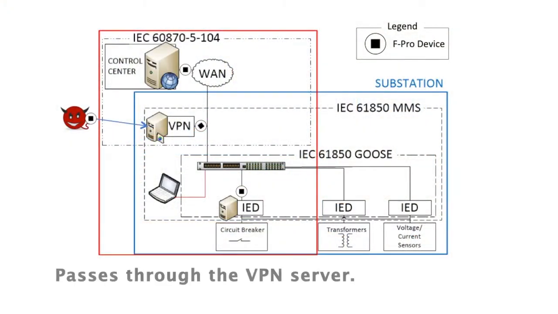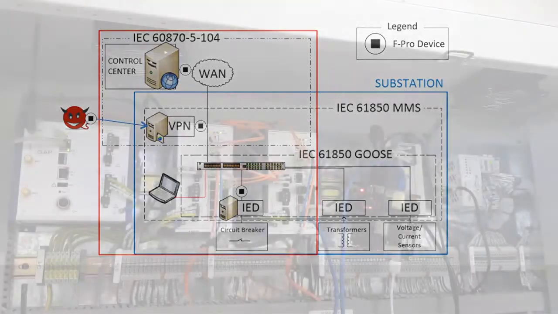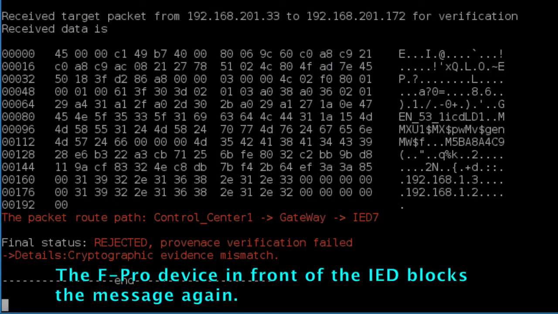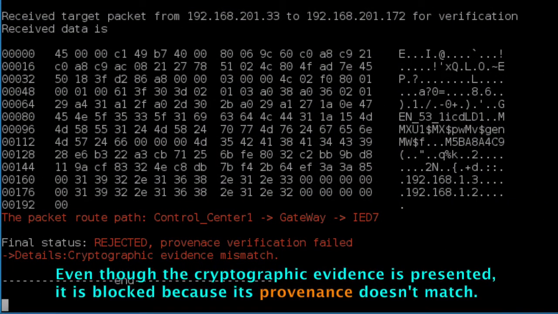The command passes through the VPN server and arrives at the IED. The FPRO device in front of the IED blocks the message again. Even though the cryptographic evidence is presented, it is blocked because its provenance doesn't match.